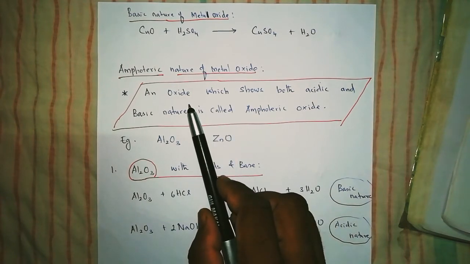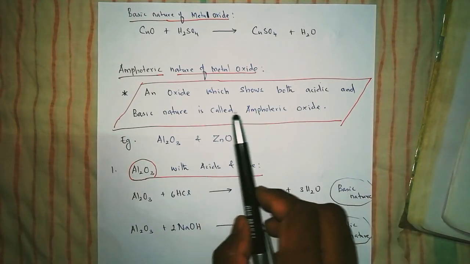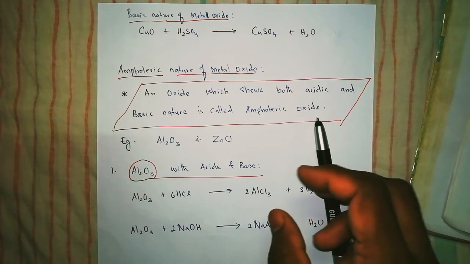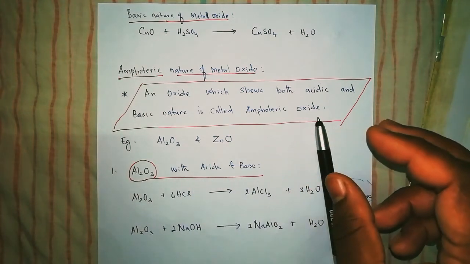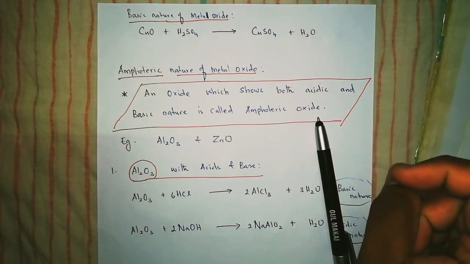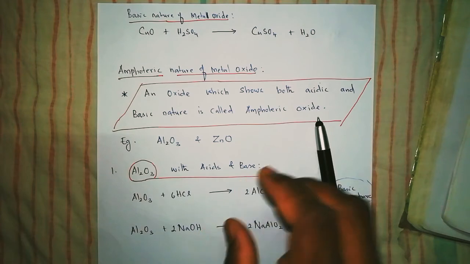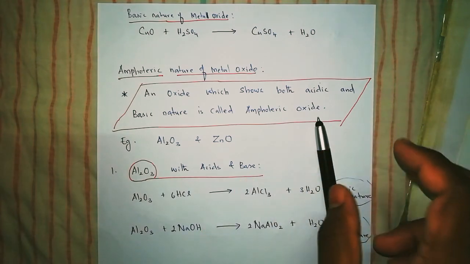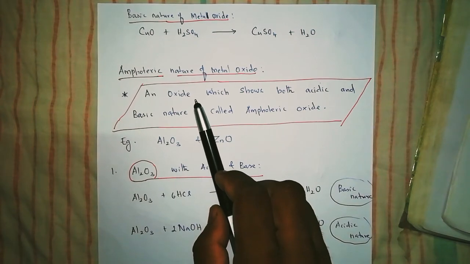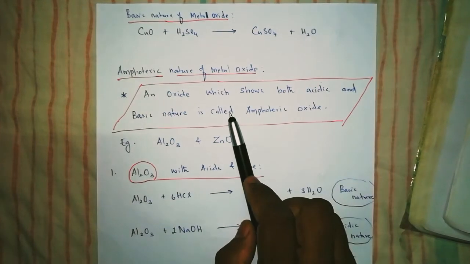That kind of oxides which shows both acidic and basic nature is called amphoteric oxide. In the starting of the class we learned that when a metal reacts with oxygen it gives only metallic oxide, and that is basic in nature, not acidic, it is basic. A metal oxide is always basic. But here you can see some metal oxides which show both acidic and basic nature.